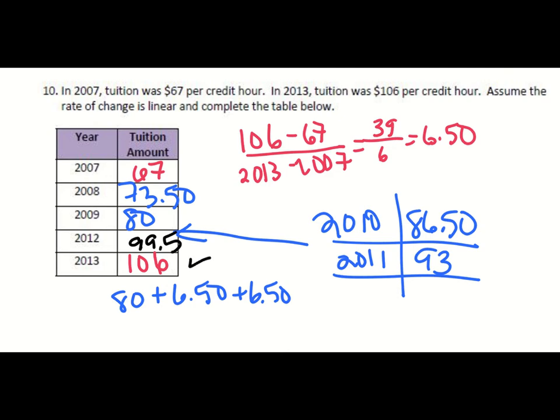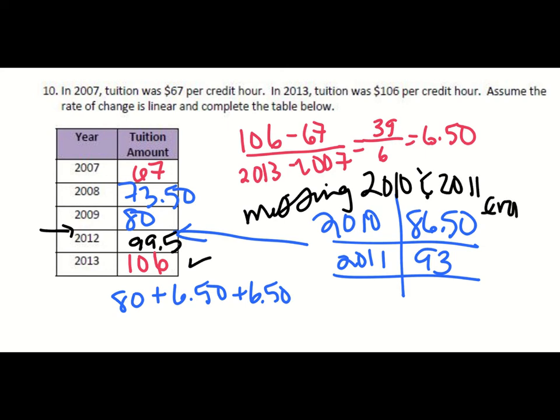So that's where you have to be careful. It's missing 2010 and 2011 from the chart. So you've got to find your rate of change first from these 2 years, from this one and this one. That's a good start, before you fill out the rest of the chart.